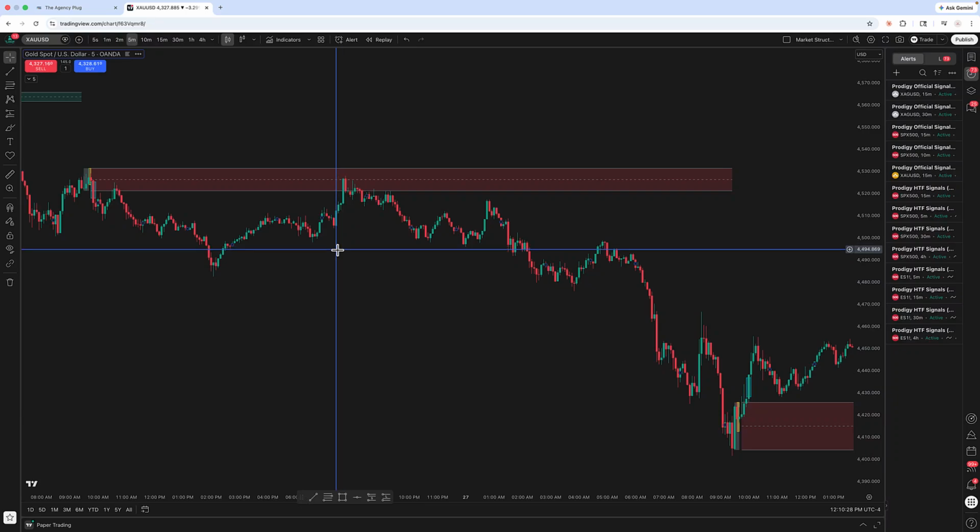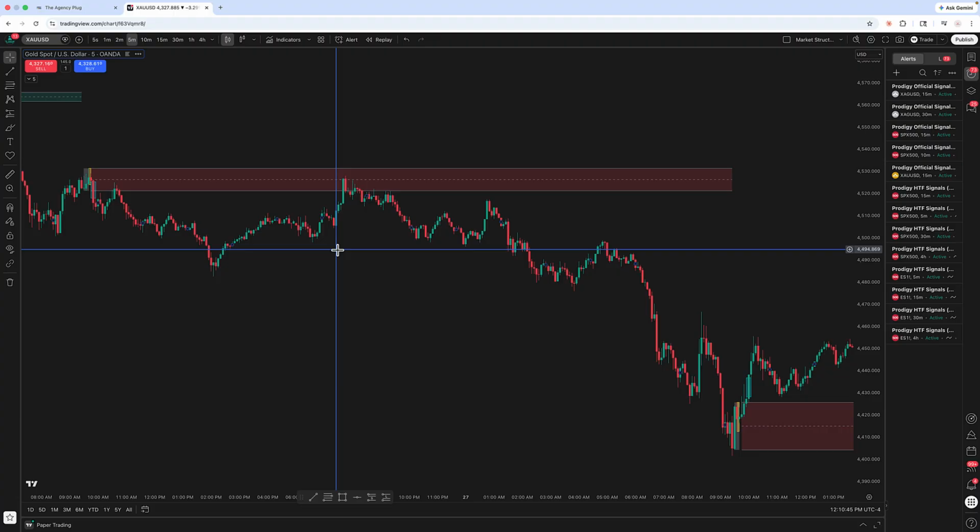How's it going, guys? I want to teach you this very simple strategy that I created. It's on the 5-minute chart, and it works with all pairs. I'm going to use gold as an example, and it's a very, very simple strategy, but you do still need to understand some of the basics of trading.